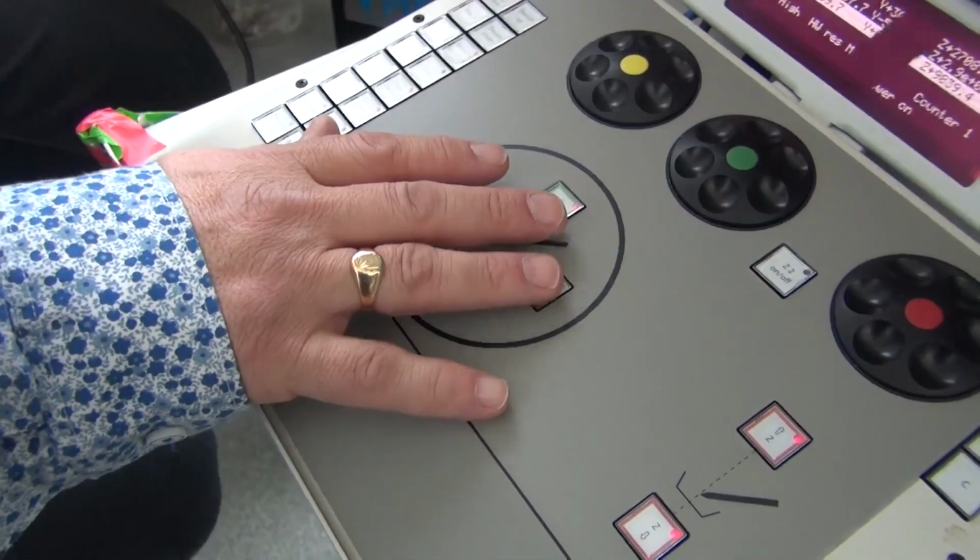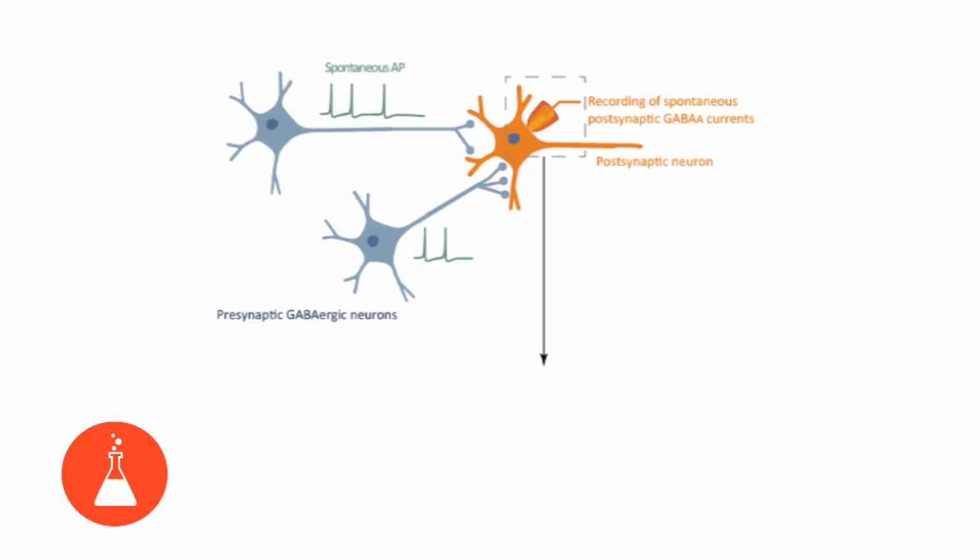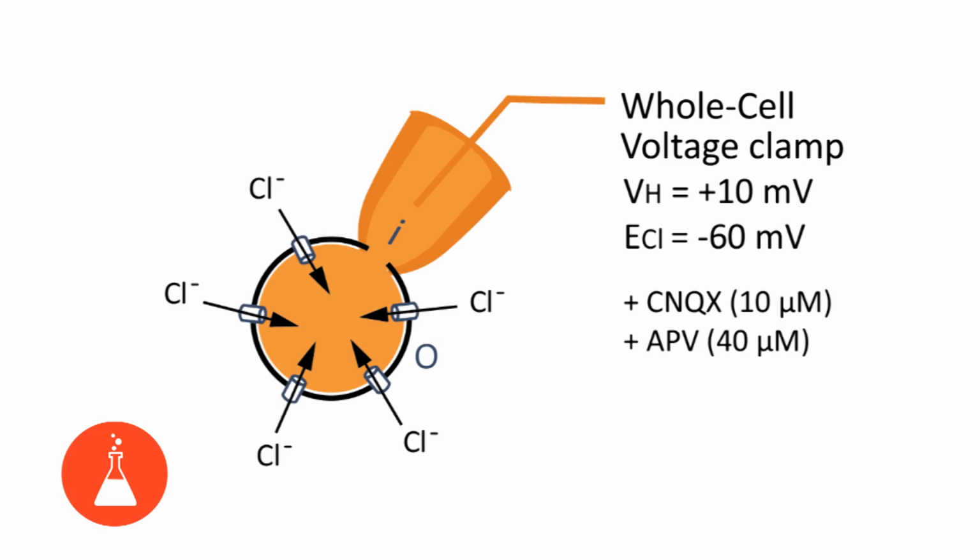Students often think that only glutamatergic excitatory neurons are active, but inhibition is also present spontaneously. I record GABA-A currents in whole cell configuration and in voltage clamp mode. The chloride ion's reversal potential is negative 60 millivolts. I hold the membrane potential at positive 10 millivolts.